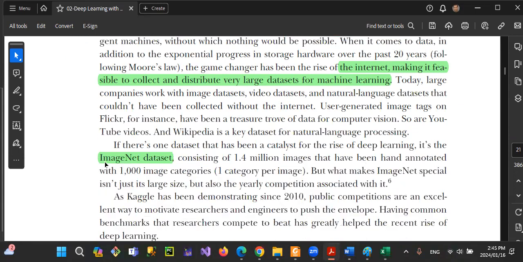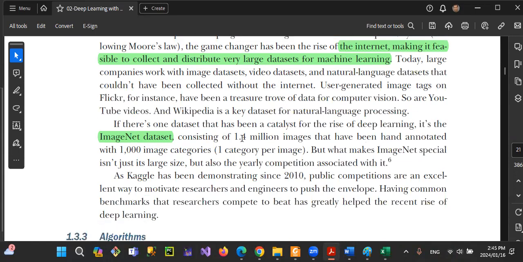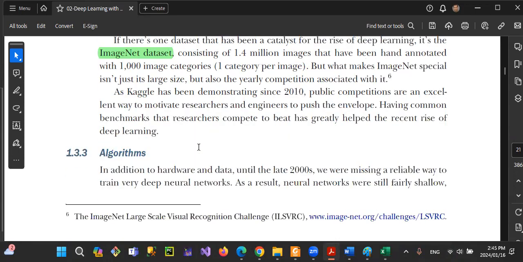Look at this one, the ImageNet data set. It had 1.4 million images. Can you imagine how much effort you would need to put in to create something like that yourself? Do you remember that?